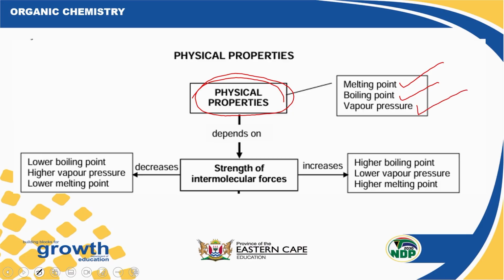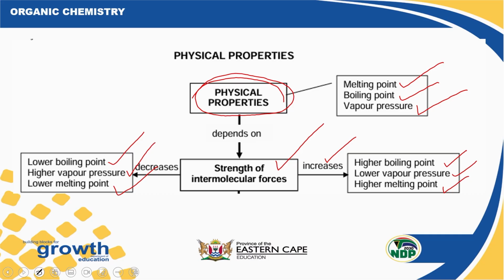All these physical properties of your organic compounds, they depend on the strength of the intermolecular forces. If the intermolecular forces are strong, the boiling point will be higher, the vapor pressure will be lower, and the melting point will be higher. And if the strength of the intermolecular forces is decreasing or it is low, it simply means the boiling point will be lower, the melting point will be lower, but the vapor pressure would be high.